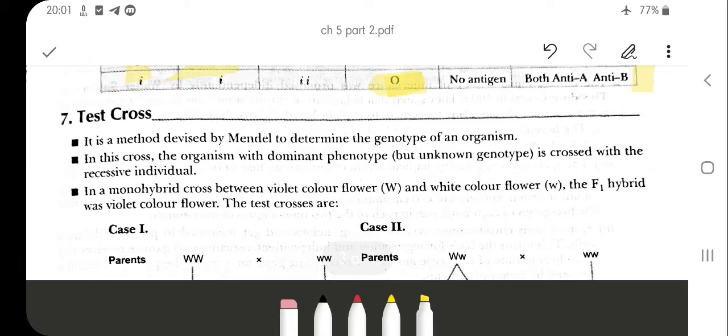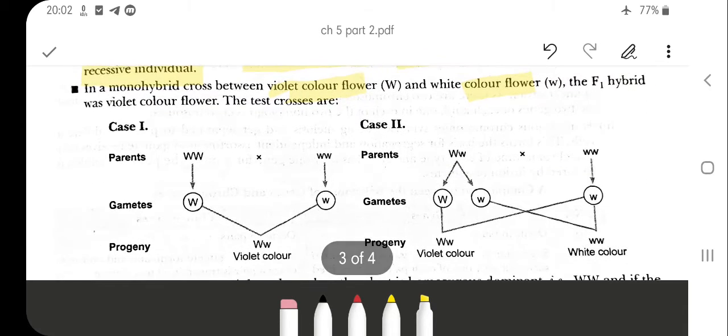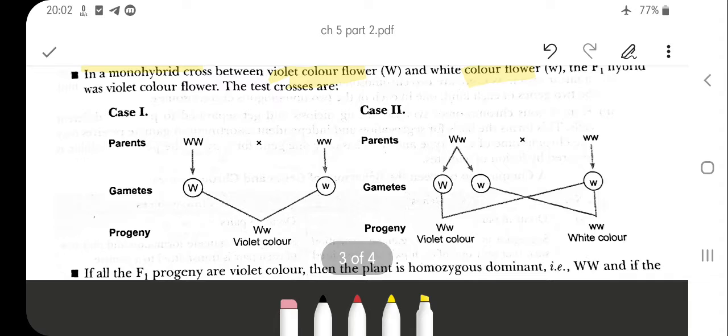Next, the test cross. Test cross we have already discussed in our previous session. This is the cross which is used to determine the genotype of an organism. So in this cross, the organism with the dominant phenotype, but whose genotype is not known, is crossed with the recessive individual of the parent generation. So in a monohybrid cross between violet flowers and white flowers, F1 was the violet color flower and it is test crossed with the recessive parent.